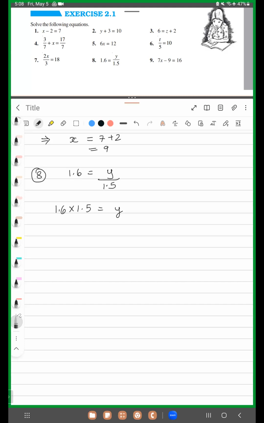Y is equal to 2.40. Very good, 2.40. ठीक है. Next, any other doubt? Also the fourth one. Fourth one, okay.